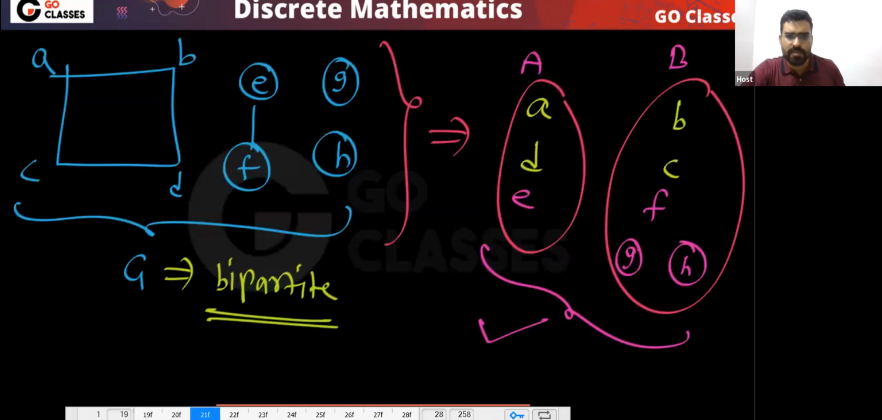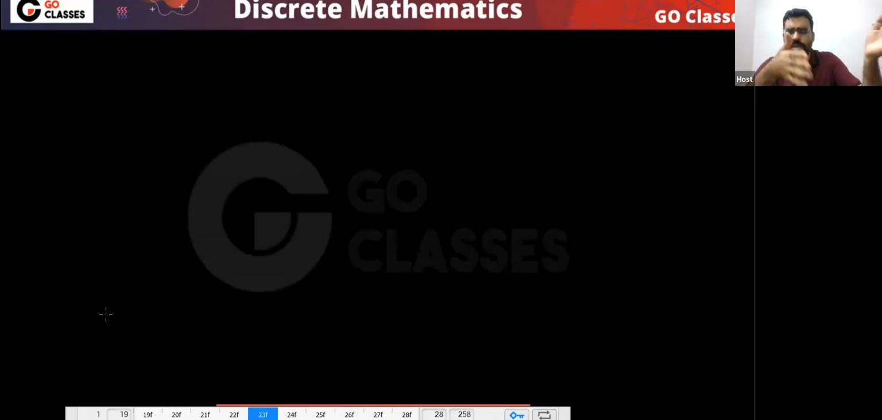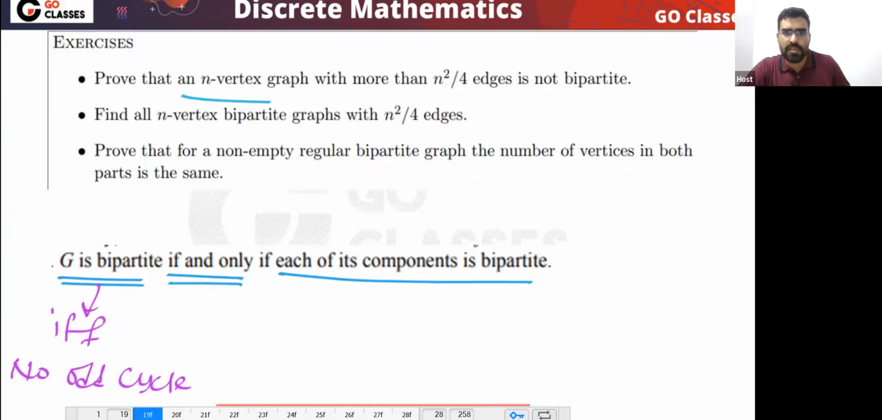So these concepts, are they clear? Like maximum number of edges in a bipartite graph. How to find that? And if you have a graph in which you have more than (n/2)² edges, then that graph is not bipartite. So this statement they can ask: if you have a graph on n vertices with more than these edges, then it is not bipartite. Okay, so that's the idea.